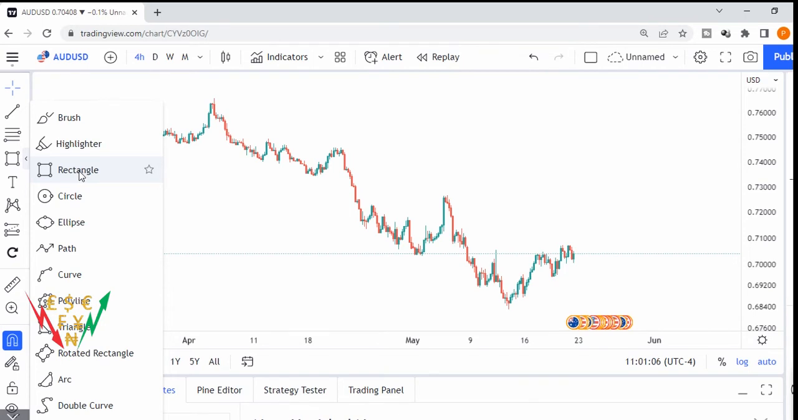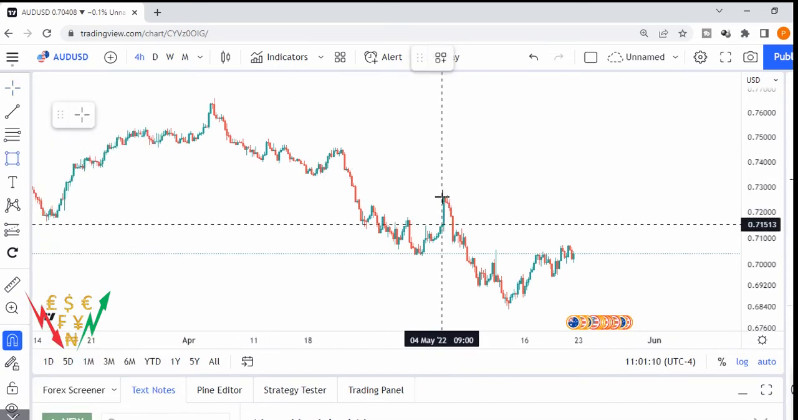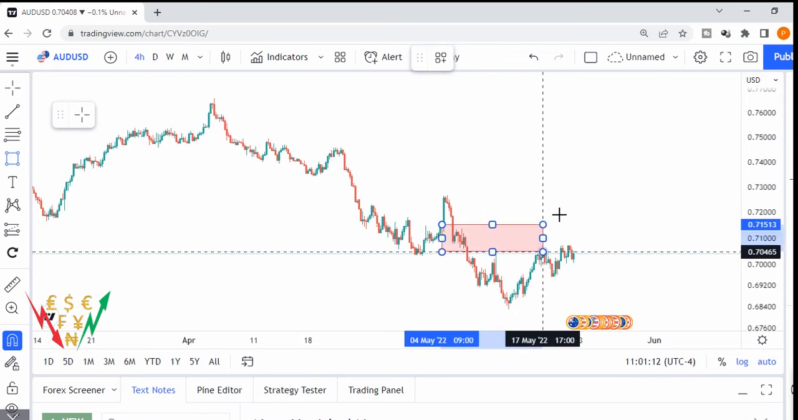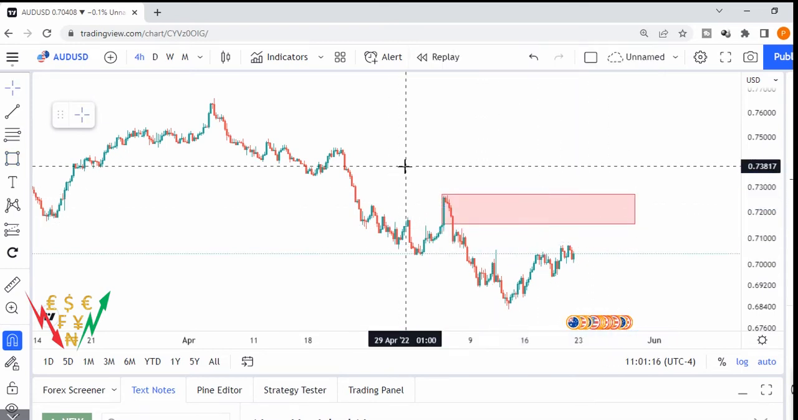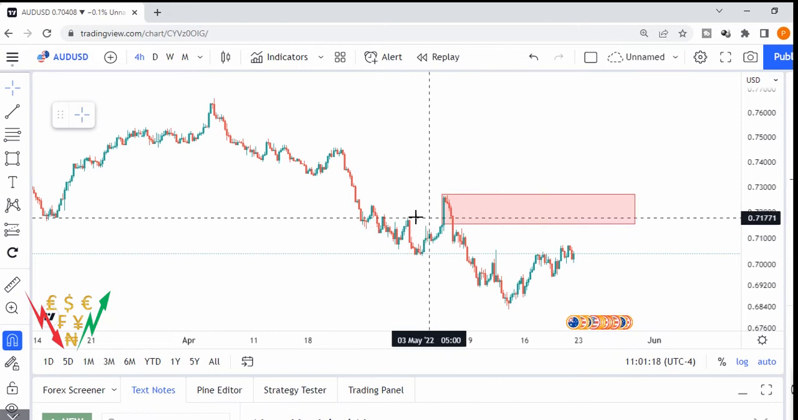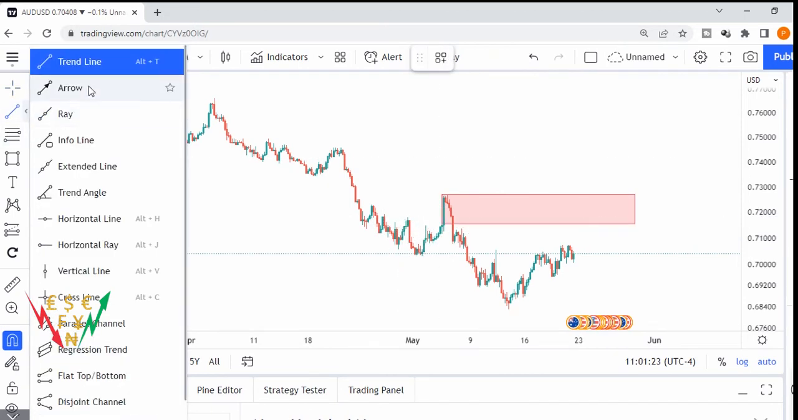Okay, so we have this area here to be the closest supply zone, right? The closest supply zone here. Why is this marked? Right here, there was an obvious level that was taken out.